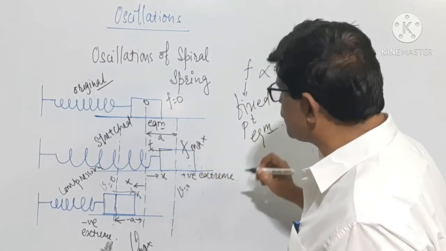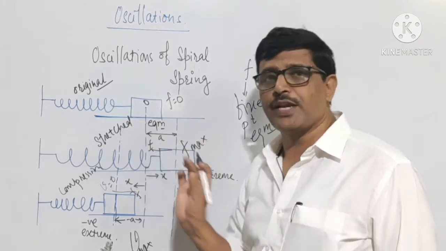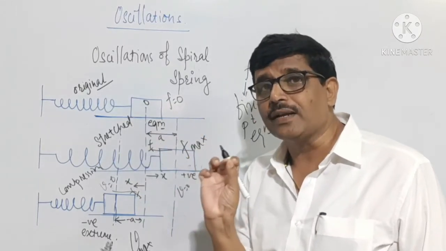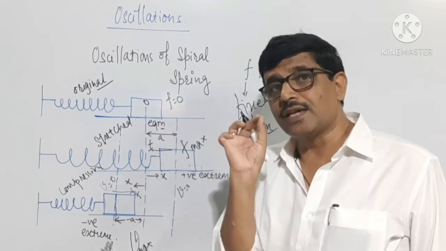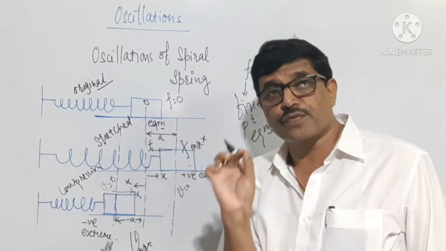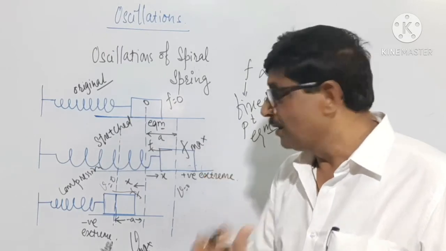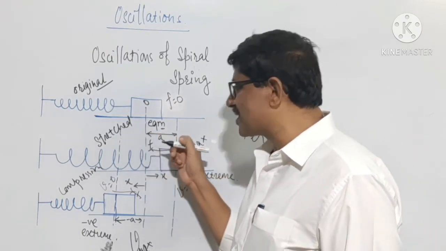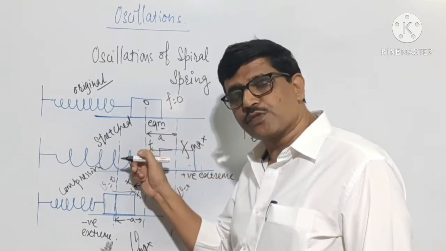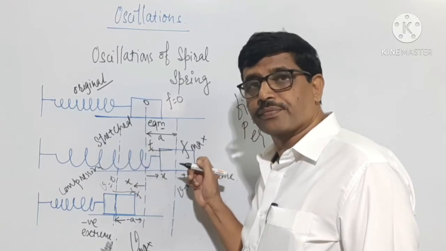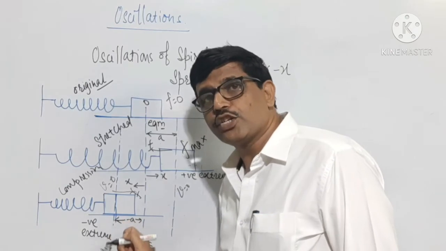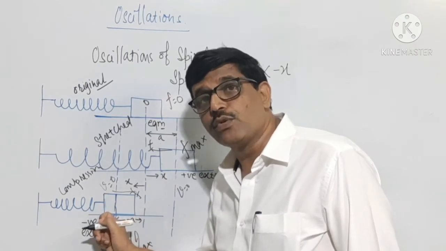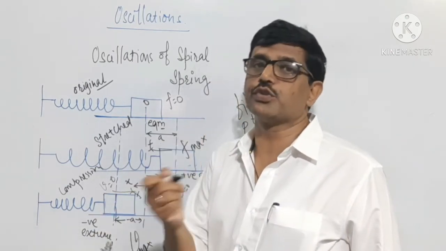And what about the displacement? All the displacements are measured from a reference point. Here the convenient reference point is the equilibrium position. Therefore all the displacements are measured from the equilibrium point. Therefore when it is moving towards the right, the displacement is positive, and when it is moving towards the left, the displacement is negative. The displacement is also changing.